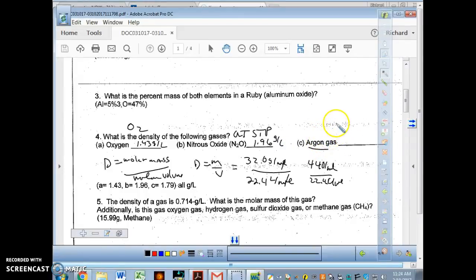Argon's a monatomic gas. Argon is 39.9, so 39.9 grams per mole over 22.4 liters per mole. 39.9 divided by 22.4 is 1.78 grams per liter. So I don't agree with the 9 there on that one. Okay, so there we go.